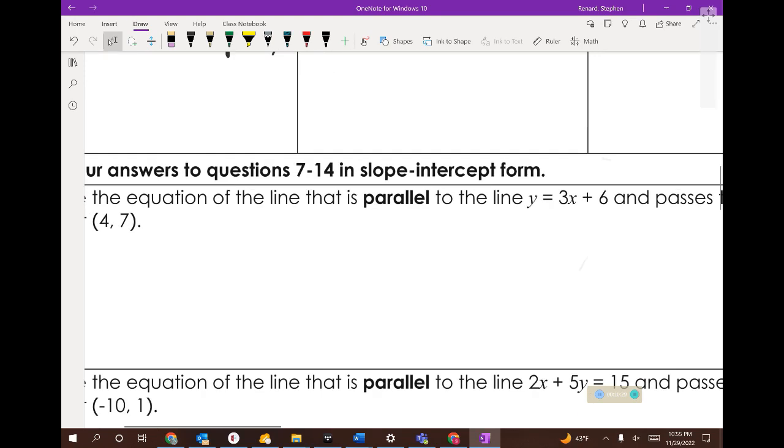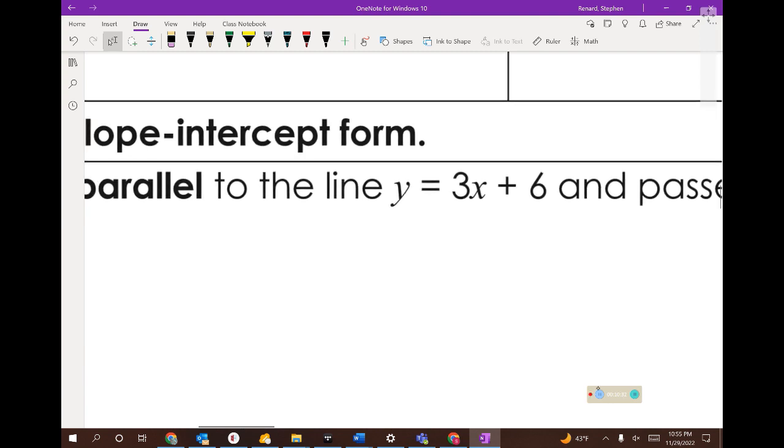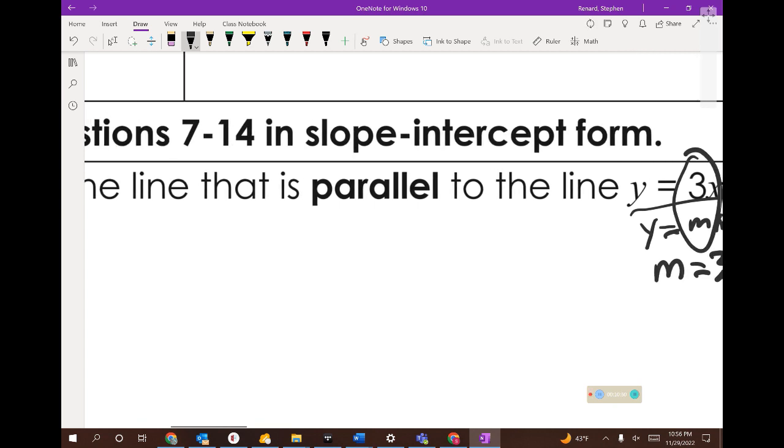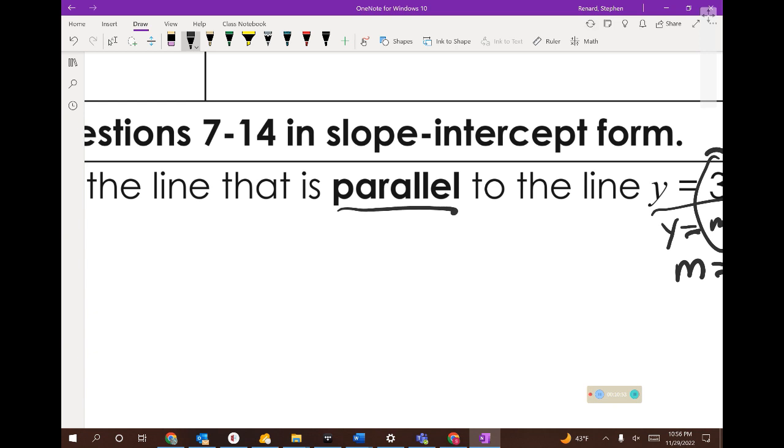So the first thing we want to do is take the given line and find its slope. Lucky for us, here on number 7, it's already in slope-intercept form. Remember, that's y equals mx plus b. So right here, my slope is 3. We're looking for parallel. We know that parallel lines have identical slopes.